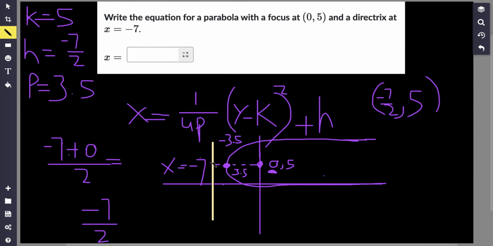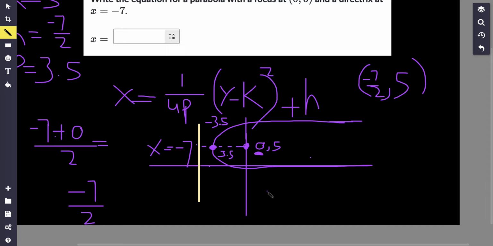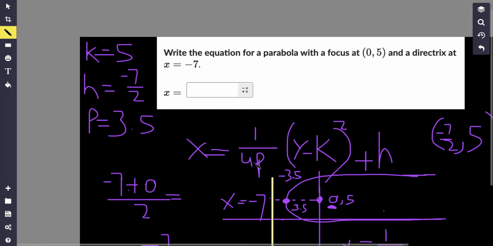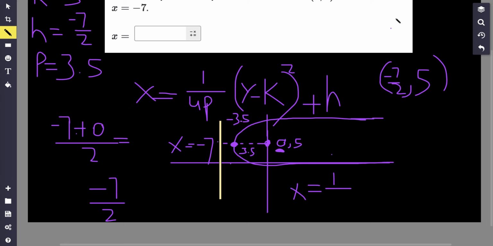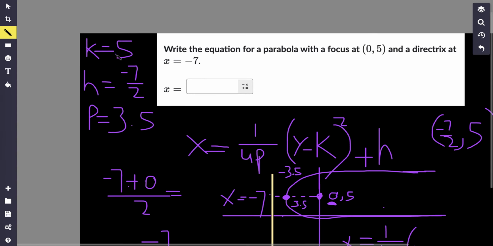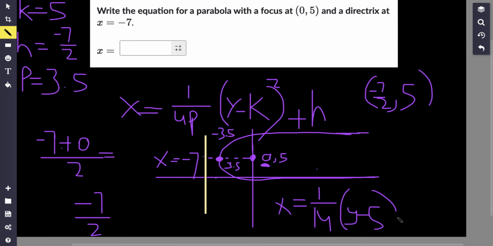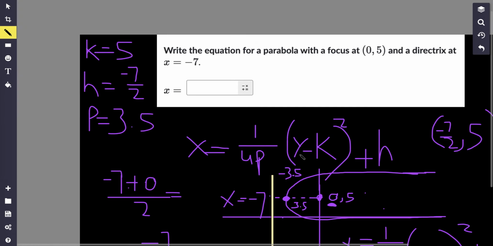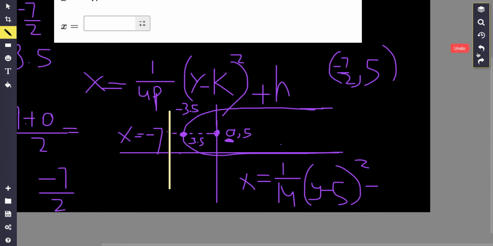So the equation of the parabola is going to be x equals 1 over 4 times p. So 1 over 4 times 3.5. 4 times 3.5 is 14, times (y minus k) squared. So (y minus 5) squared, plus h, which is -7/2. And there's our answer.